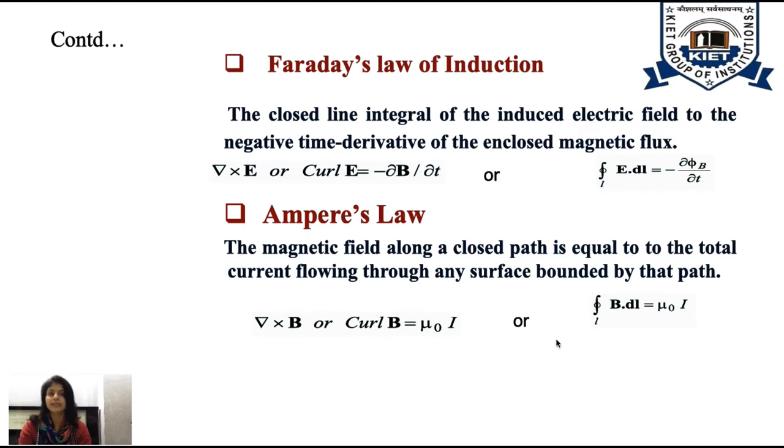Third law is Faraday's laws of electromagnetic induction, which states that the closed line integral of induced electric field is equal to the negative time derivative of enclosed magnetic flux, means change in magnetic flux produces electric field. That means line integral of E dot dl is equal to minus del by del t of phi b, where phi b is known as magnetic flux, which is equal to surface integration of B dot ds, and line integral of E dot dl is known as electromotive force.